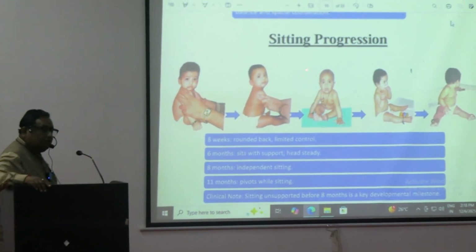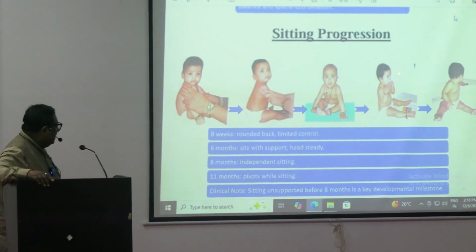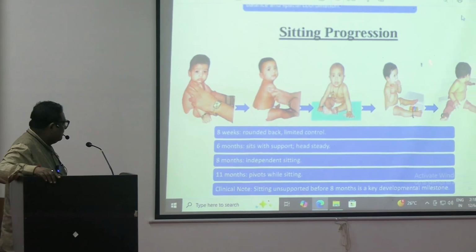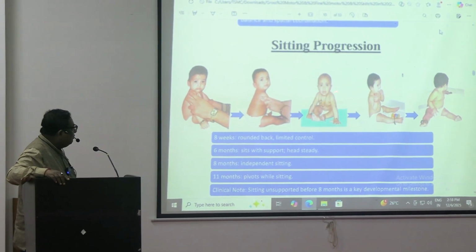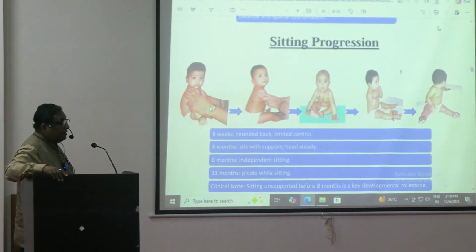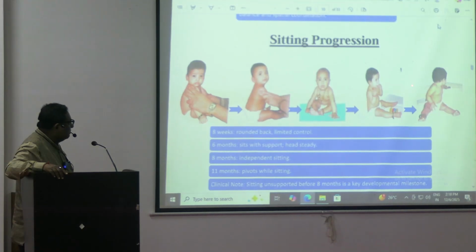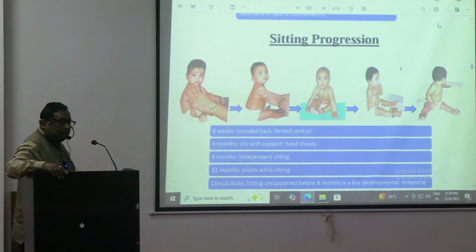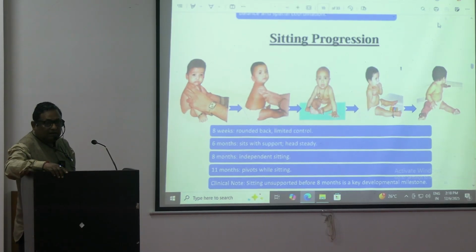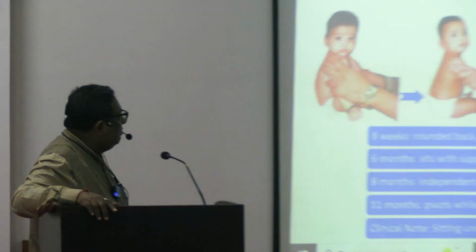That is called tripod position. Okay? An 8 month baby can sit independently. This is independent sitting at 8 months. So, sitting with support at 6 months, most important, you should remember it. Independent at 8 months. Pivoting at 11 months: he sees some object in the sitting position, and wants to take it. So, this is called pivoting. These are the most important steps you should remember while assessing motor development, sitting.